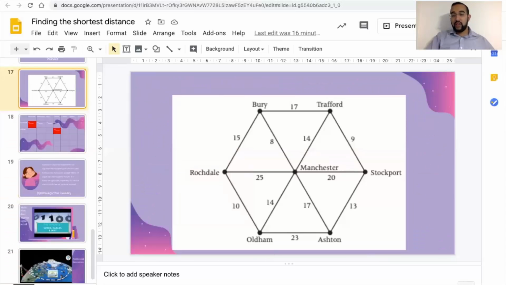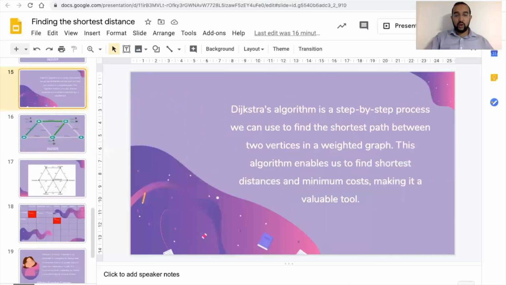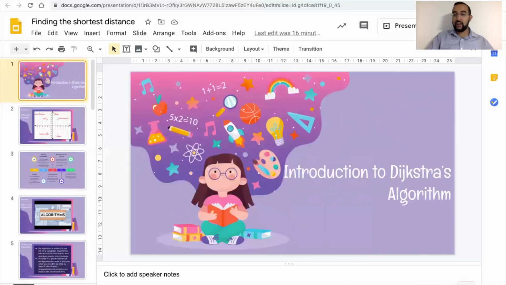So that's it for today. This is a review of what Dijkstra's algorithm is and how you would introduce it to your students.